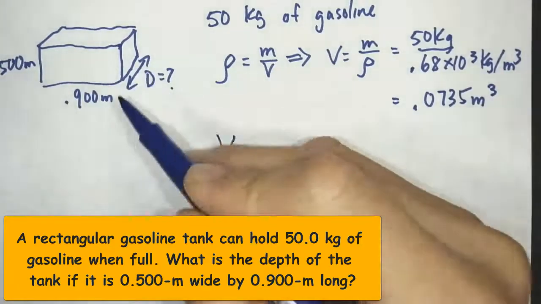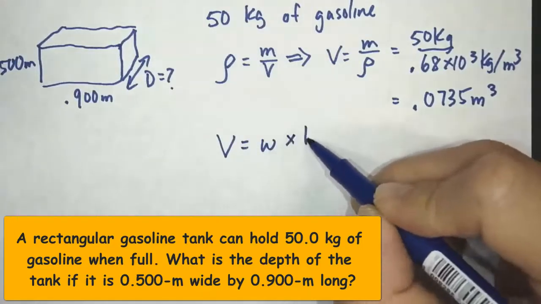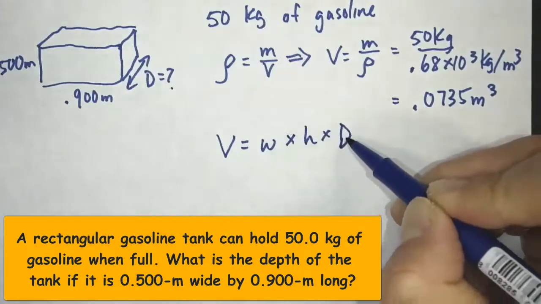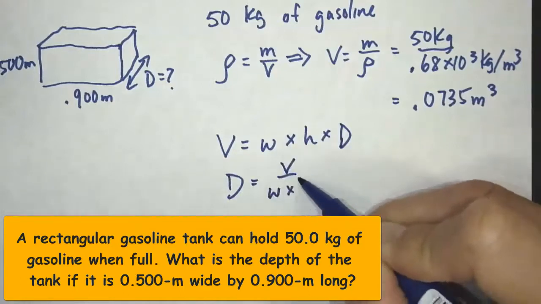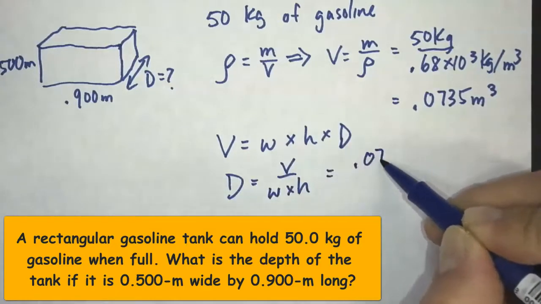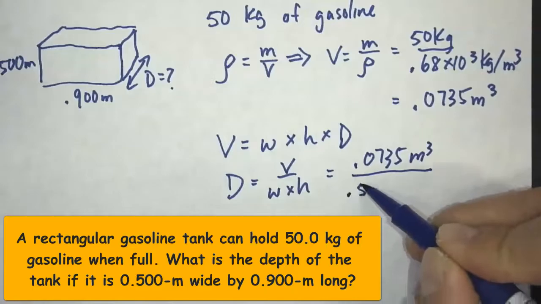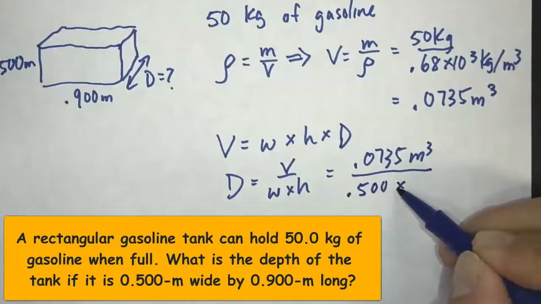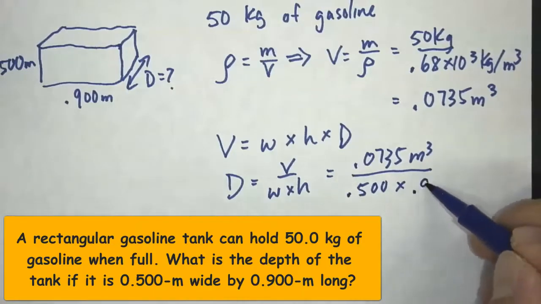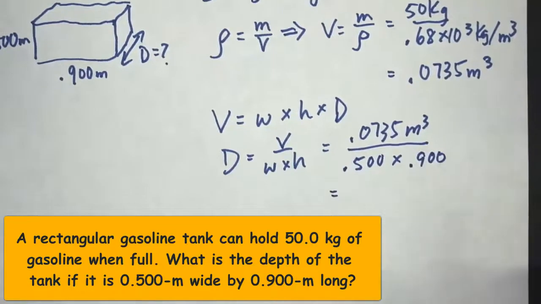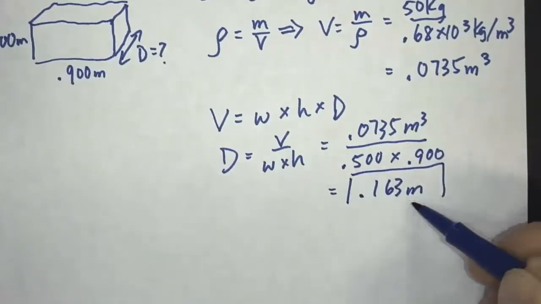We're actually looking for the depth of that tank. The volume is equal to the width of the tank times the height times, I'm going to call capital D here, the depth. Solving for the depth, we get the volume divided by width times the height, and we get 0.0735 meters cubed divided by, the width is 0.5, the height is 0.5, and the width is 0.9, and we get 0.163 meters. Okay.